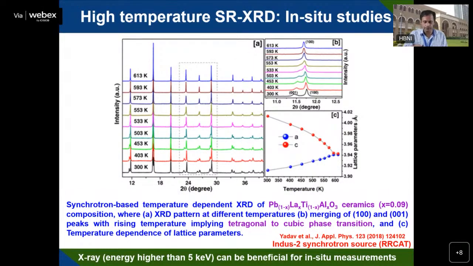You can see this is a temperature experiment performed with synchrotron radiation. At different temperatures, as the phase increases, the peak intensity increases, indicating that a tetragonal to cubic phase transition is occurring here. You can get that information with synchrotron radiation. You can see the additional peak: at 300 K you have both 001 and 100 peaks. When you increase the temperature, only 100 is predominant, and the other phase is completely missing. This type of information you can get from synchrotron XRD.